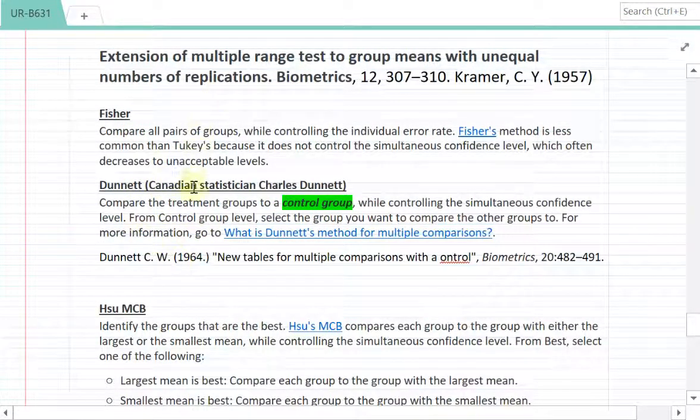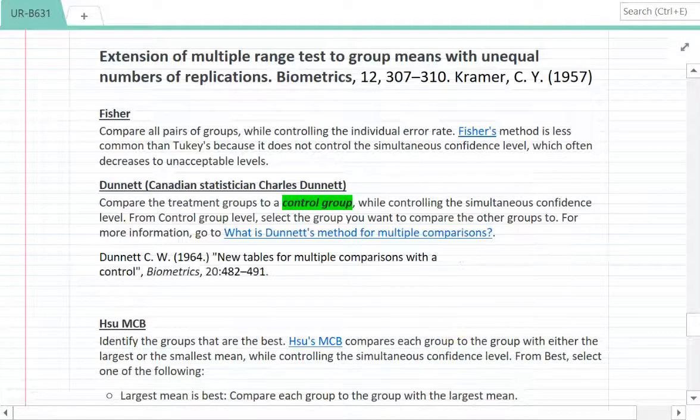And they all accomplish the same thing. The objective of all of these is the same: which means are the same and which means are different. And this is the resource for this test, new tables for multiple comparison with a, oops, sorry, I missed the C here. That should be with a control. There you go.